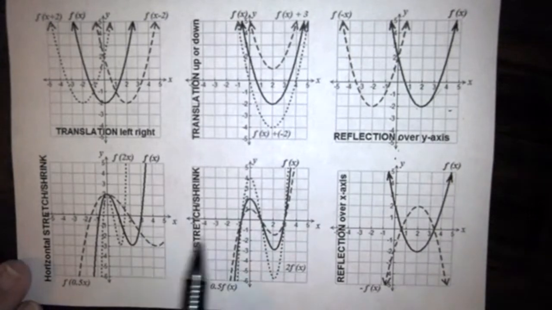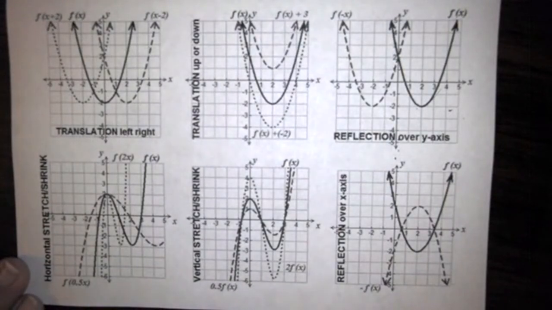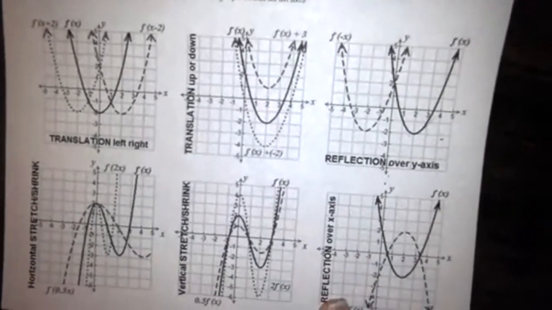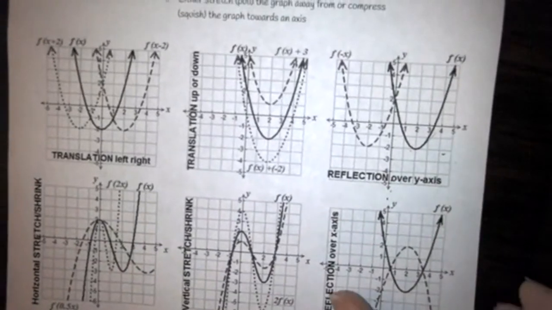Now these last two over here are representing your shrink or stretch, depending on if you're looking at it vertically or if you're looking at it horizontally. Okay, and again, you are either going to squish towards that axis or you're going to pull away from it. Okay.